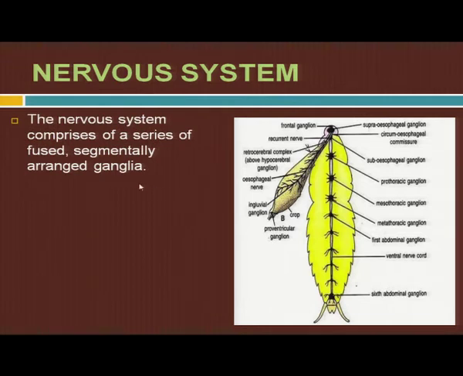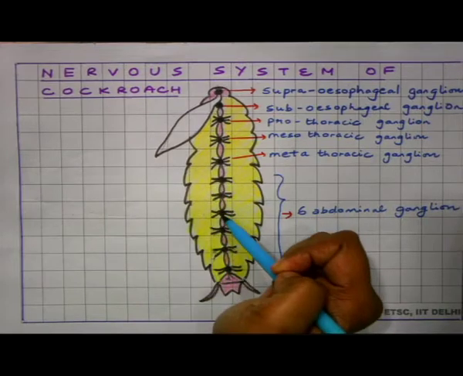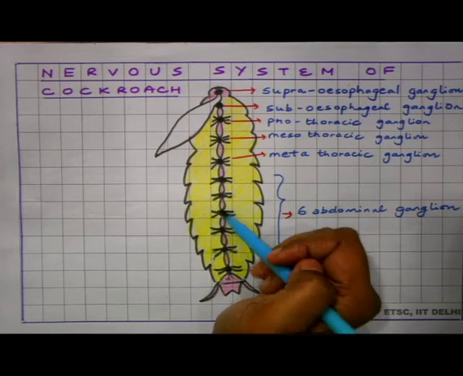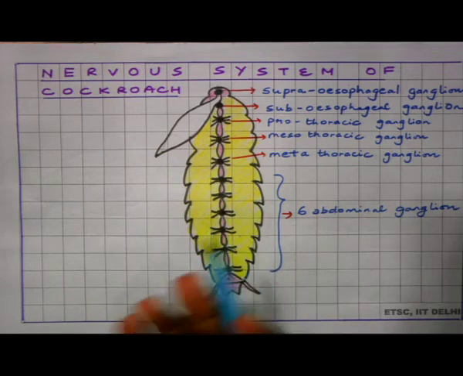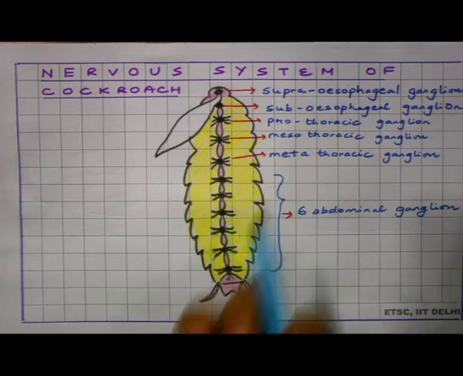The nervous system comprises a series of fused, segmentally arranged ganglia. What do you mean by a ganglia? Ganglia is actually a cluster of nerve cells. So, the nervous system is not so well developed in cockroaches, but they have ganglia present in them.